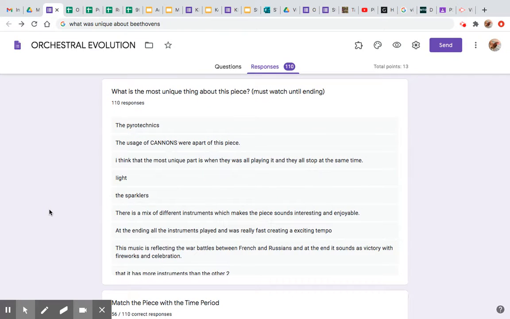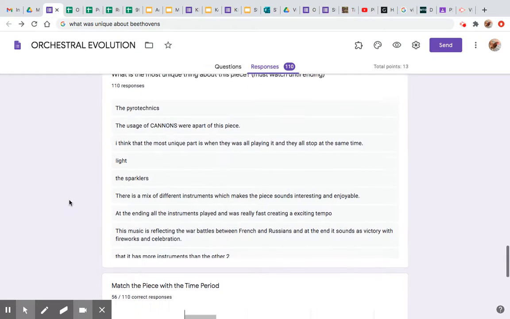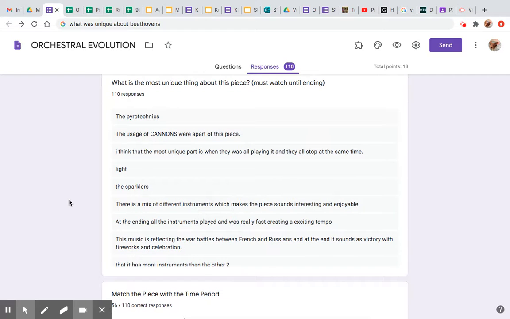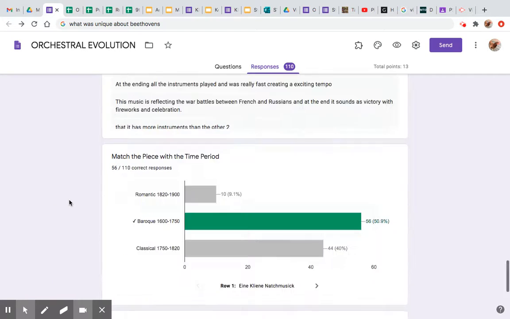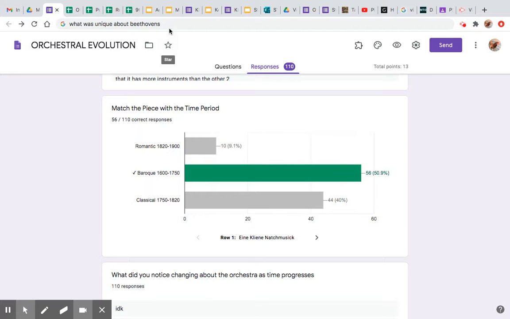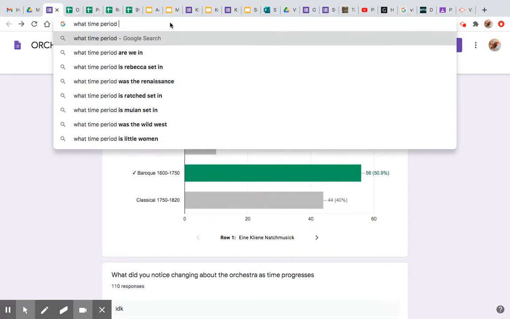For the 1812 Overture, the cannons were the most important piece, or the most unique thing about it. And then for the time period questions, once again, you can Google what time period was, and then the title of the piece that you're asked to research.